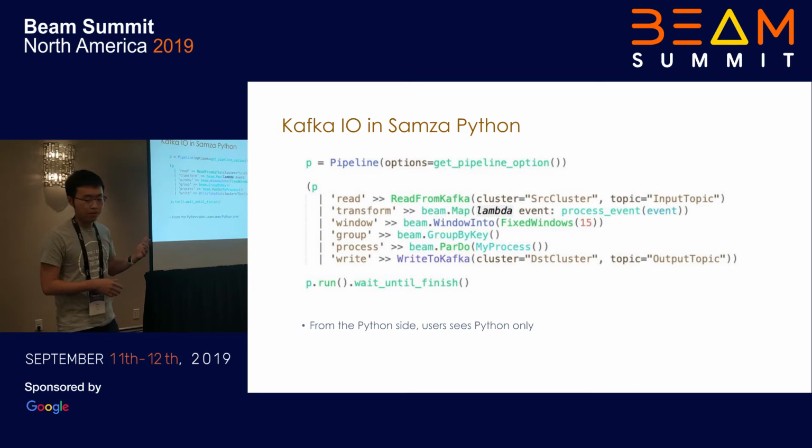This is what a Python user would write in a pipeline. They simply say what cluster they want to read from and which topic they want to read from. And the rest of it is just a standard Beam pipeline, like doing mapping, doing windowing, doing group by key. At the end of this, they could just say write to Kafka, and that's it. From the Python user's perspective, it's almost like they're doing everything in Python. They don't even know that there's a Java process behind it, a Java Kafka client behind the scenes.